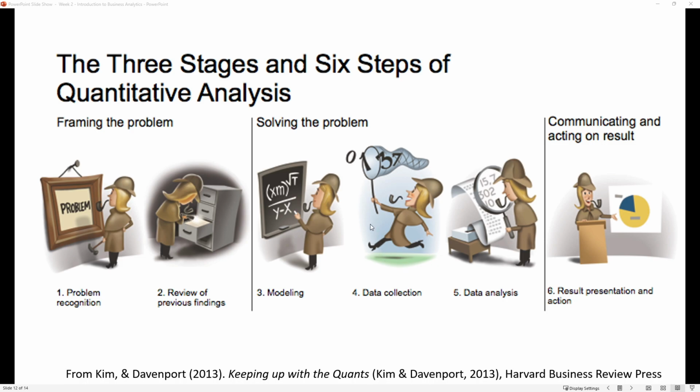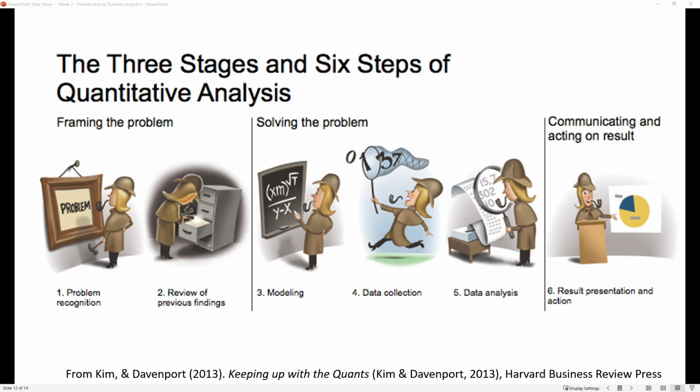In fact, sometimes I would say you could start with data collection itself before you even recognize that there is a problem. Or maybe you've collected data, you've done some analysis, and then you identify a problem. But for the sake of starting somewhere, let's go ahead and take a look at each of the steps that they outline in Keeping Up with the Quants. So the first is that of problem recognition. We first have to identify a problem, that there is some need within the organization that has to be addressed.